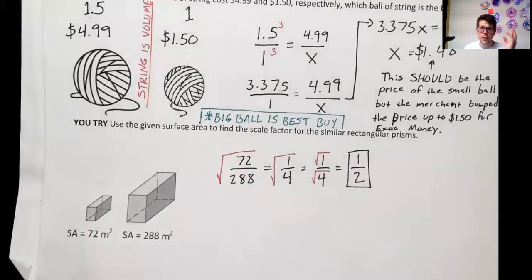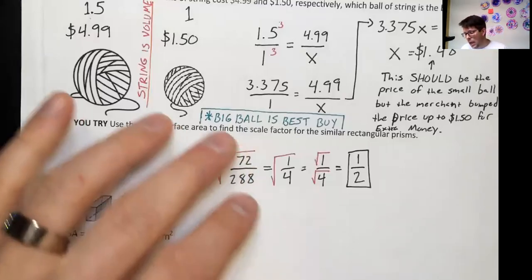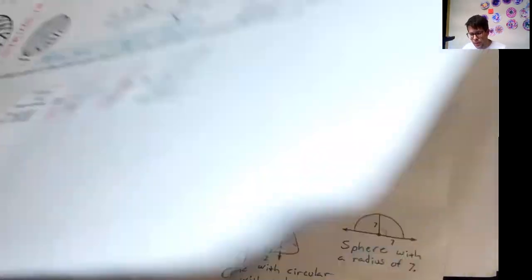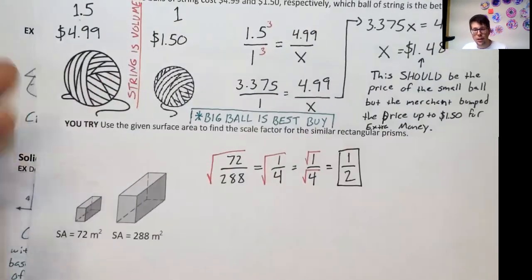Okay, so we talked about surface area, volume, and similarity, and we also discussed a lot of vocab, such as vertex, edge, surface, face, cross-section, and solid of revolution.